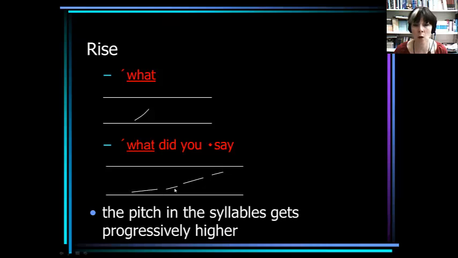It begins low and it rises over the pattern of the tail. So this sounds as follows: What did you say? Can you hear my pitch going up there? What did you say?